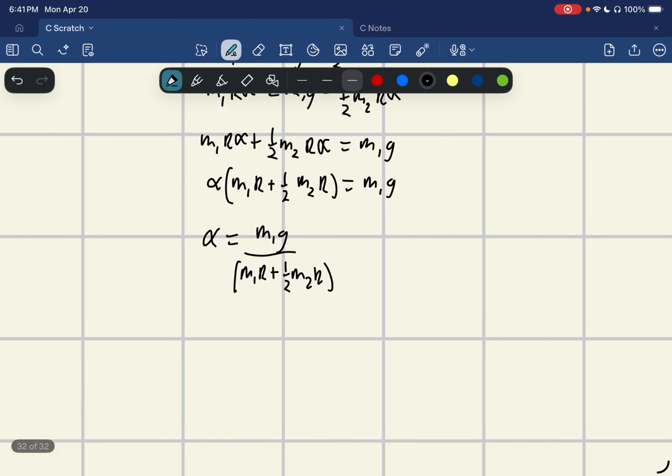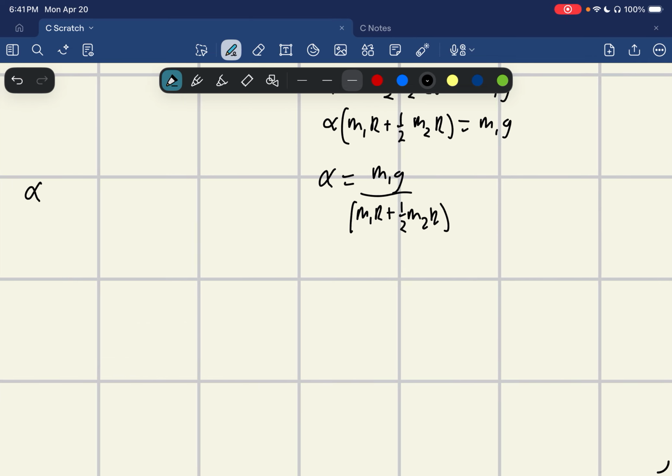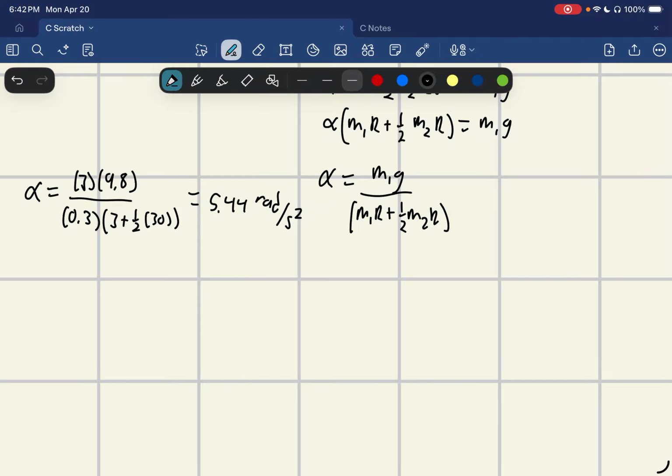M2R, and then I'll plug in the information that we know. So we know alpha is equal to 3 times 9.8 all over, and here I'll also factor out an R from the bottom because it's in both terms. So 0.3 times 3 plus 1 half times 30. And then plugging that into the calculator, we should get 5.44 rad per second squared. And it asks for magnitude, so we don't need the direction.